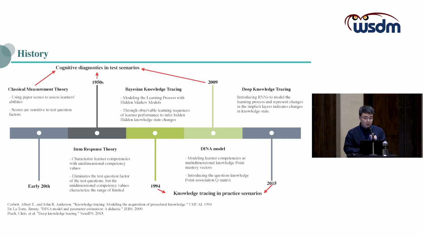As for knowledge tracing, in 1994, Corbett and Anderson proposed a new task named knowledge tracing, and they proposed a new model, BKT. They use a hidden Markov model to model the learning process. We know we are in the era of deep learning. So the first deep learning based DKT model was proposed in 2015. They use an RNN to model the learning process and represent a change in the hidden layer as a change in the knowledge state.